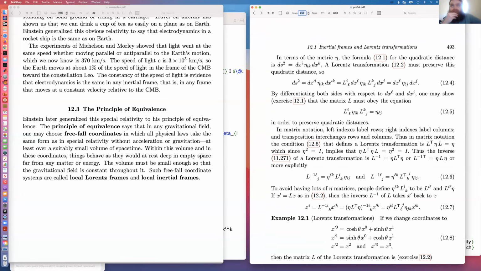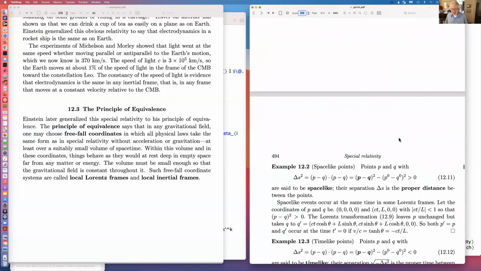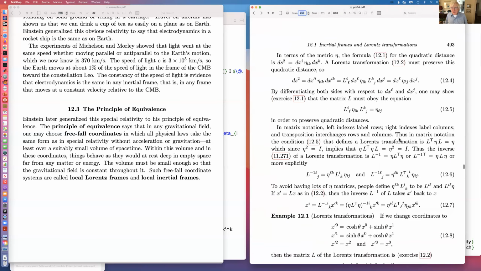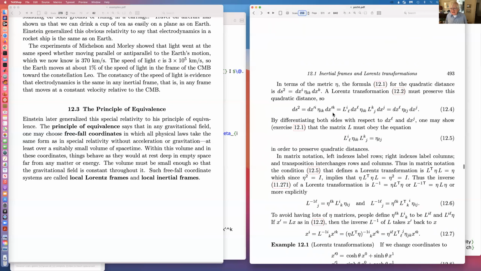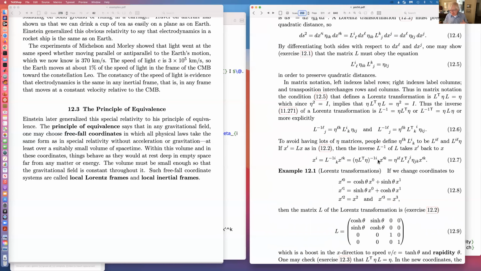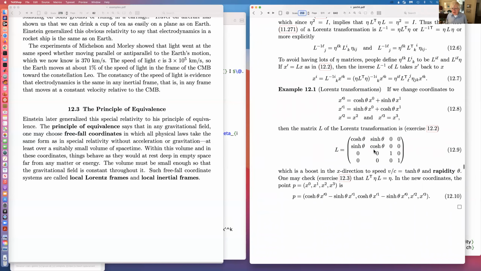I see. All right, so let's see. Not only are the dx^i's dotted into each other with an eta here, that's invariant, but also the inner product of any two, the dot product of any two 4 vectors is invariant.